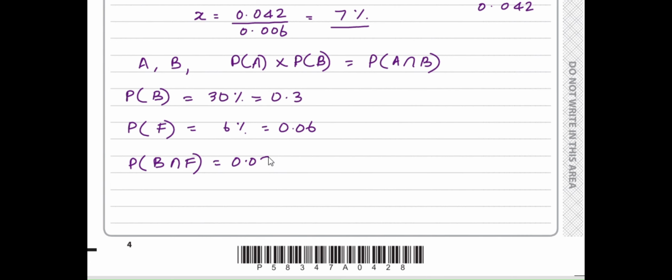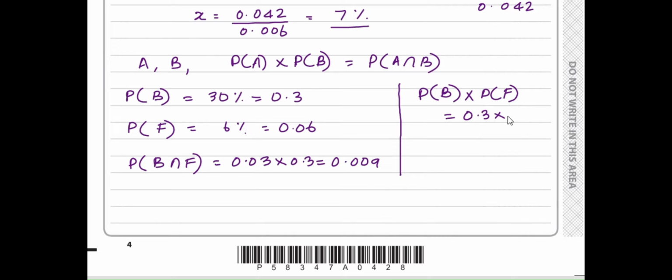which is 0.03 times 0.3 is equal to 0.009. So that is probability of B intersection F. So now let's put this to test. What's the probability of B times probability of F? That's going to be 0.3 times 0.06 is equal to 0.018. And that's not equal to this. So probability of B intersection F is equal to 0.009.